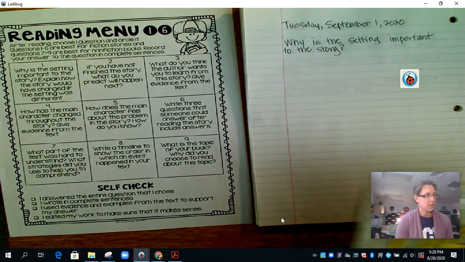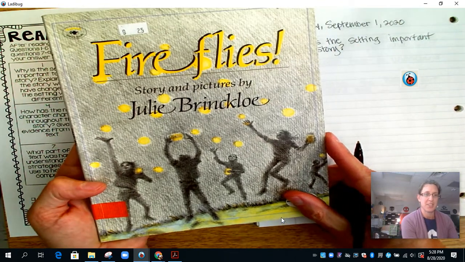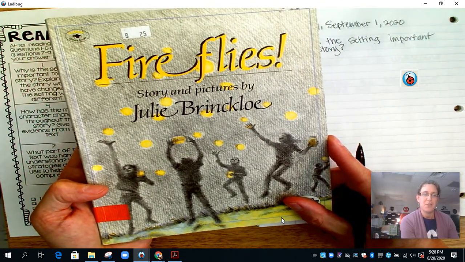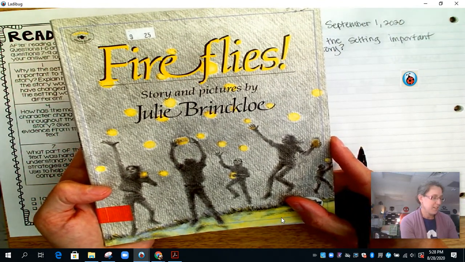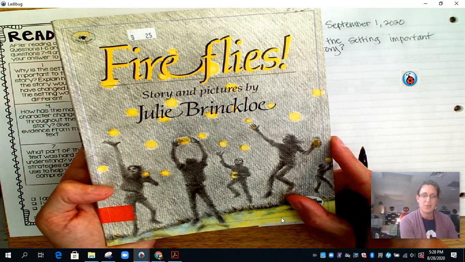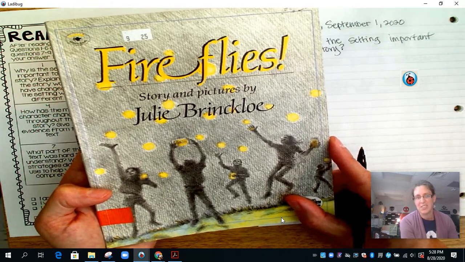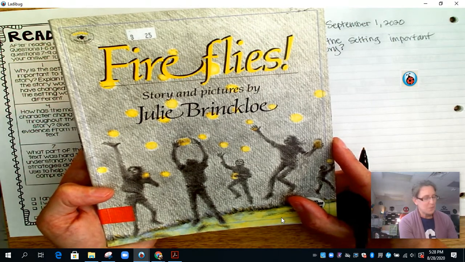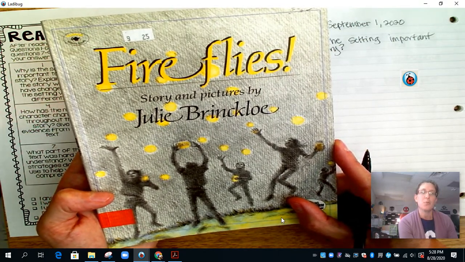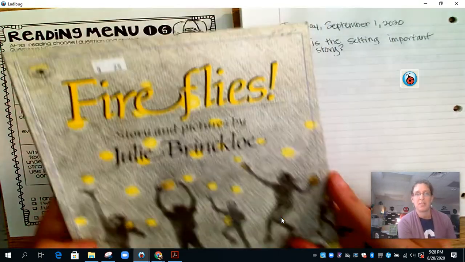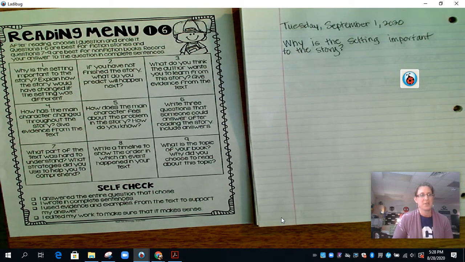and it's going to be for a book called Fireflies. Now, this is one of my favorite books, so I hope that you love it. Pay very close attention to those pictures because it's just fun. It's a fun little book. So go ahead and read that. The setting is incredibly important in this book, so I'm excited to hear your reasons why.